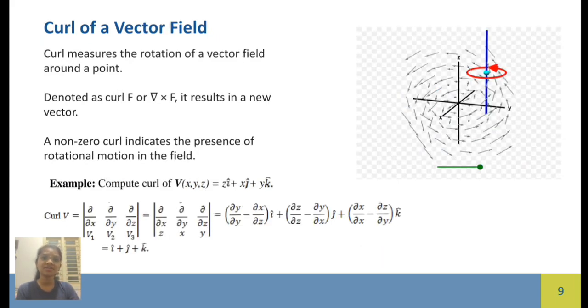Curl of a vector field. Curl measures the rotation of a vector field around a point, denoted as curl F or ∇×F. It results in a new vector. A non-zero curl indicates the presence of rotational motion in the field.